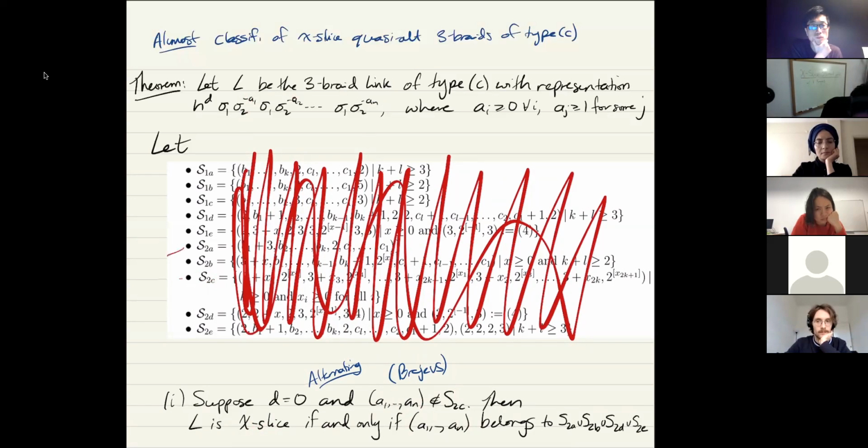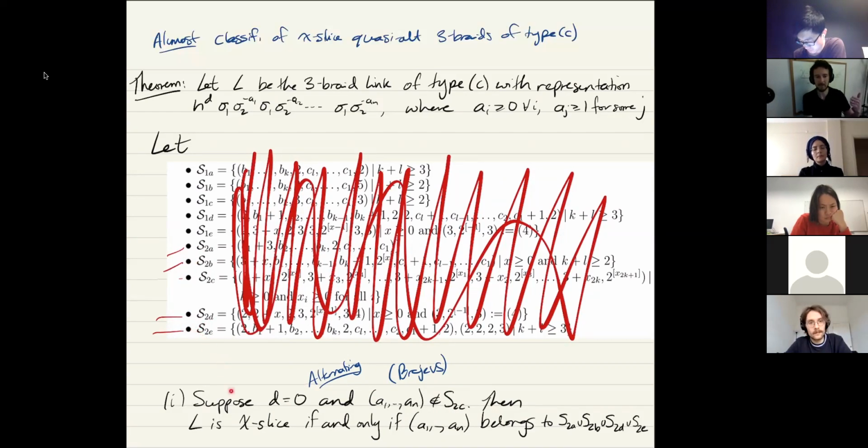S2A, S2B, S2D, S2E. So modulo this set, this S2C, this is a classification of chi-slice alternating 3 braids with D equals 0. And so there's this issue with this S2C. We're assuming it's not in there because weird things happen in there. What the theorem is saying is if you're outside of any of these sets, then you're not chi-slice. And if you're inside any of these 4 sets, you are chi-slice. That's what the theorem is saying.